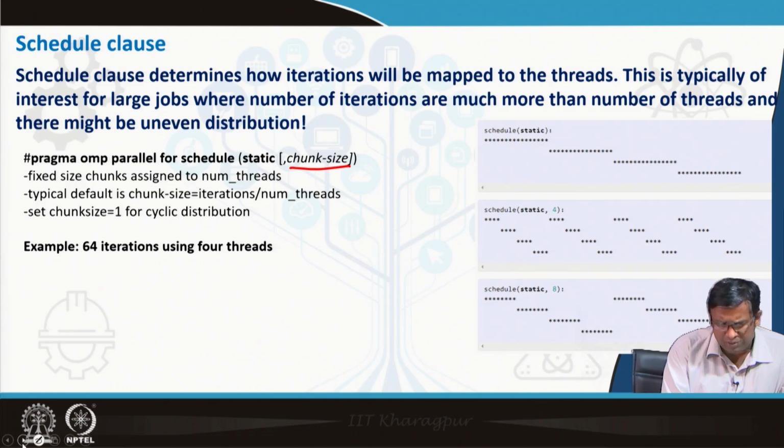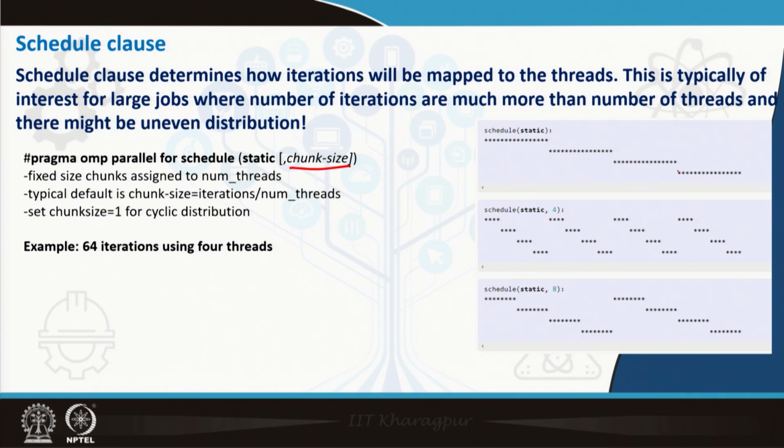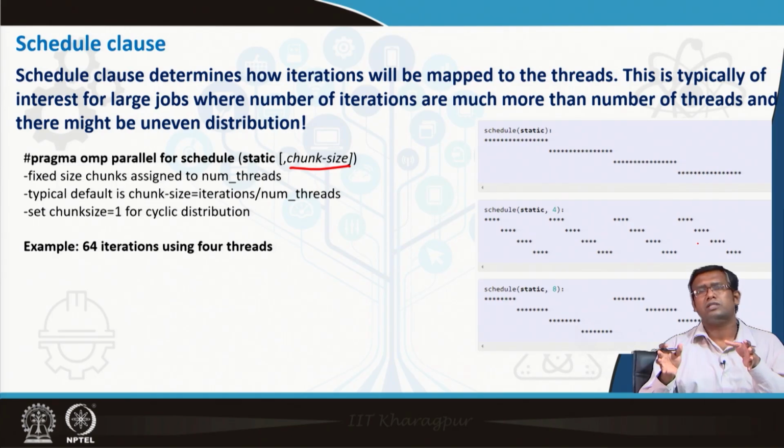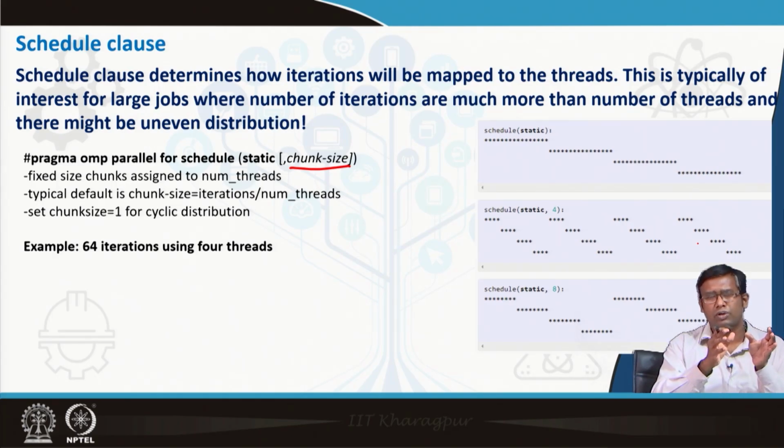In case we have 64 iterations using 4 threads, we say pragma OMP schedule static, and we do not specify any chunk size, 16 will go to each of the threads. In case we say schedule static chunk size 4, the first 4 will go to thread 0, the next 4 will go to thread 1, then thread 2, thread 3, and then there will be a cyclic distribution over the threads. It is not that the first 16 go to thread 0; the first 4 will go to thread 0, then 5 to 8 will go to thread 1, and so on.